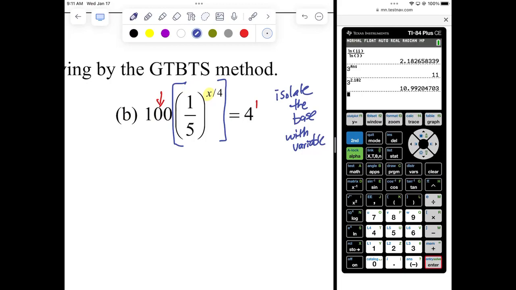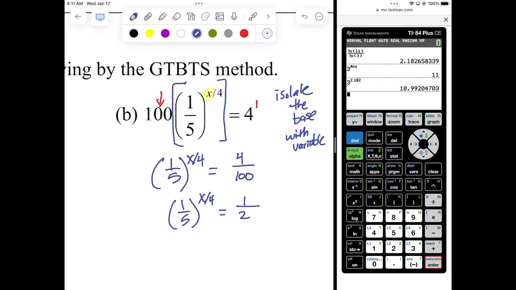So how do I get rid of the 100 if it's out in front being multiplied by that? I divide both sides by it. I haven't really done anything new, I'm just doing Algebra 1. I divide both sides by 100. So it divides out on the left, and on the right I get 4/100. Well, doesn't 4/100 simplify? It simplifies down to what? 1/25. Hot diggity donut!